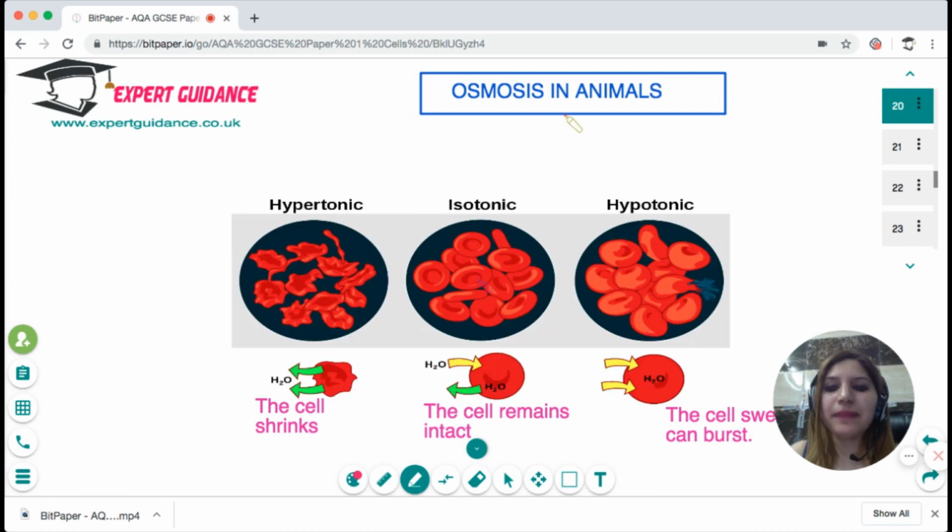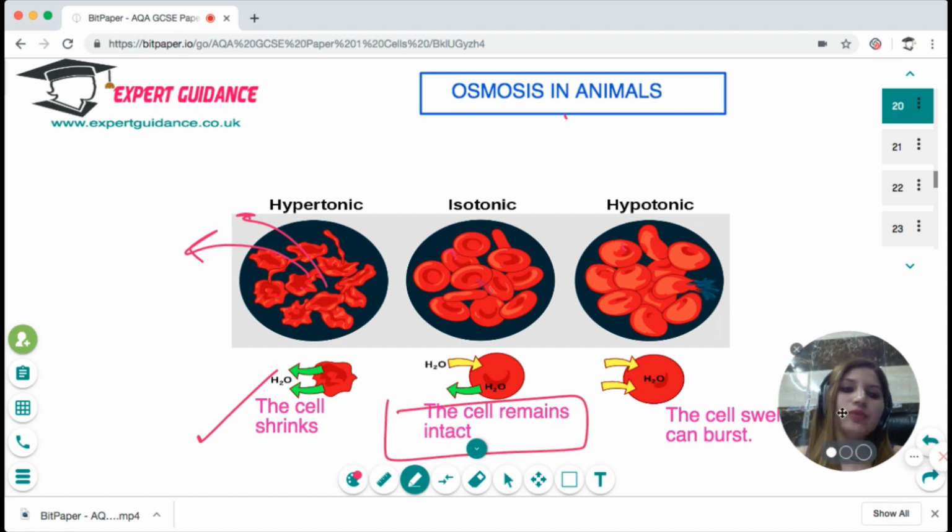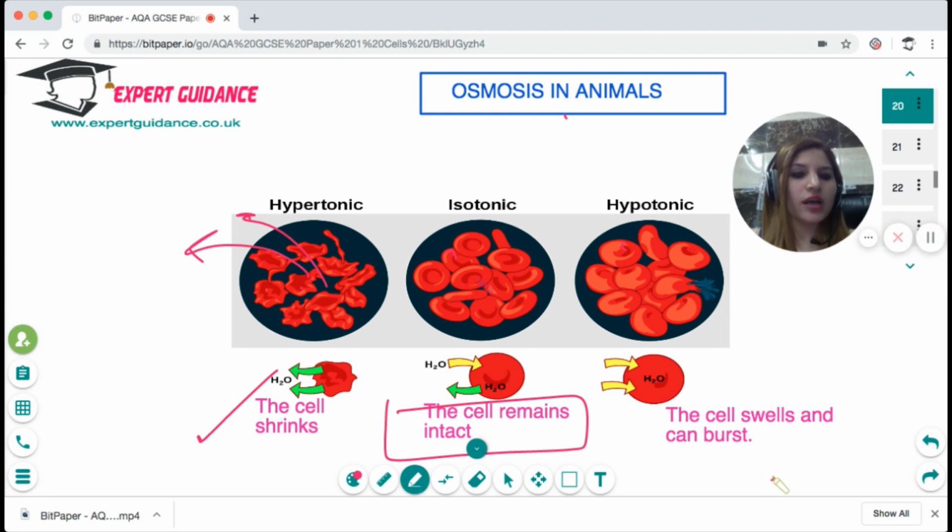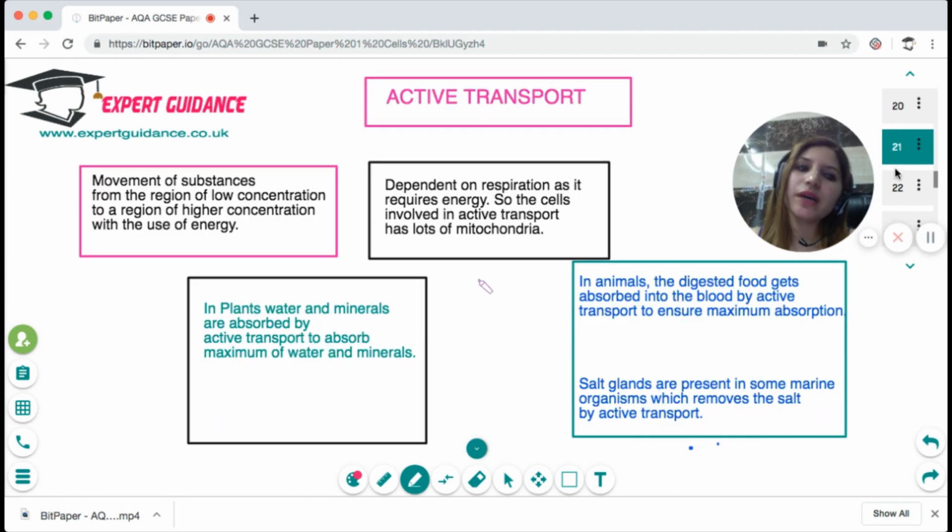Next, in animal cells, if you place it in a hypertonic solution, that is more concentration of solute, the cell will lose water by osmosis and shrink in size. If you place it in an isotonic solution, there's no net movement, so the cell remains intact. And in a hypotonic solution, the cell will gain water, so it will swell and it can eventually burst with time.